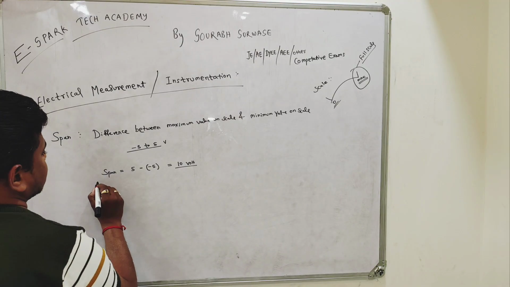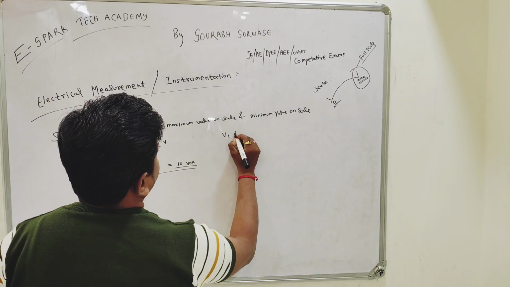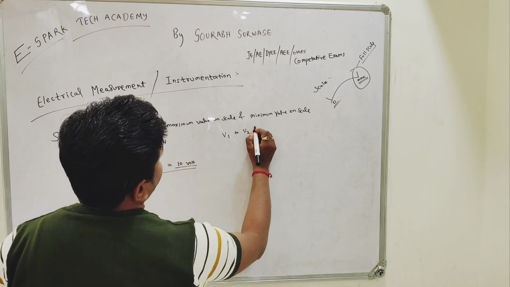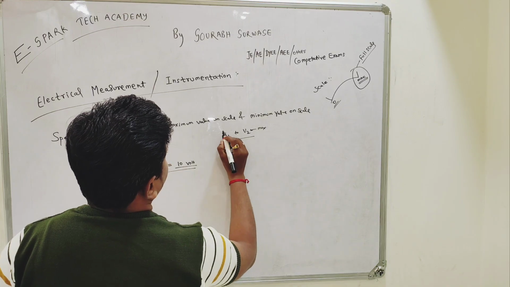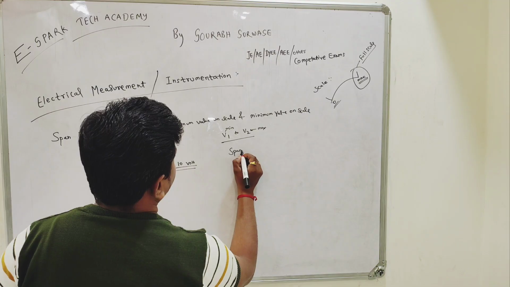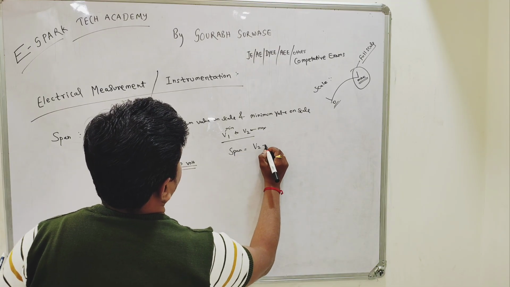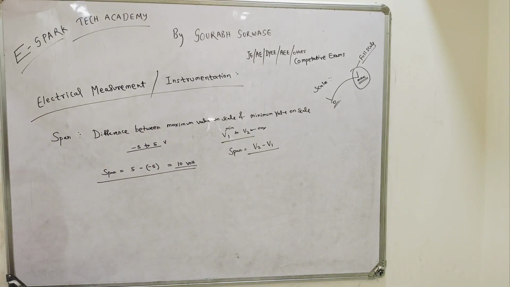Now this is the span, or in either way you can say let V1 to V2. Now V2 will be max and V1 will be min value, and accordingly the span will be V2 max minus V1. This is the definition of span of reading. Please note it down.